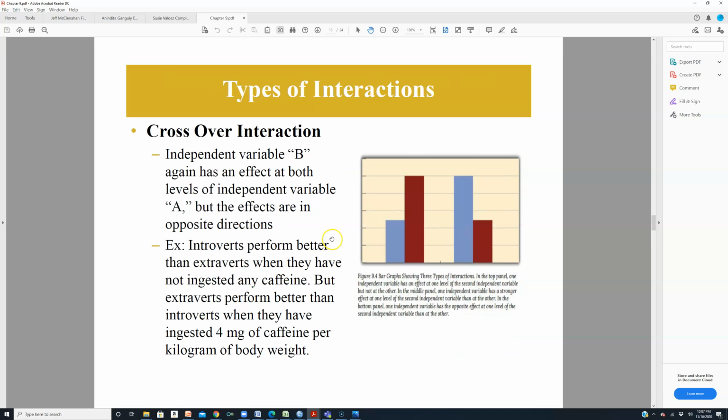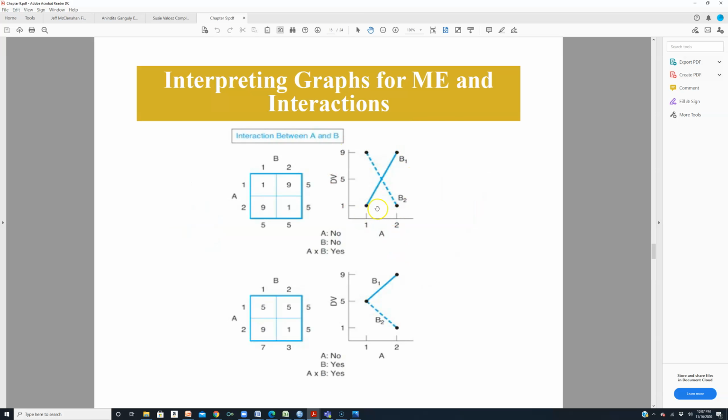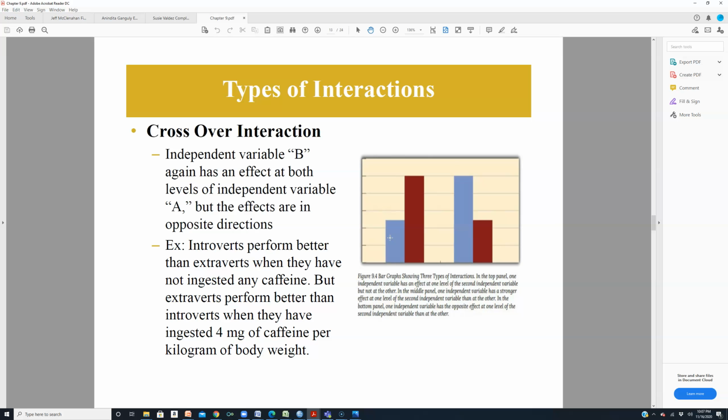In a crossover interaction, see how these flip-flopped, where blue was short here, and then tall here, and then tall here, and then short there. Again, visually, a line graph lets us see that a little bit better. So I personally like line graphs better for interactions than bar graphs. Just my thought.